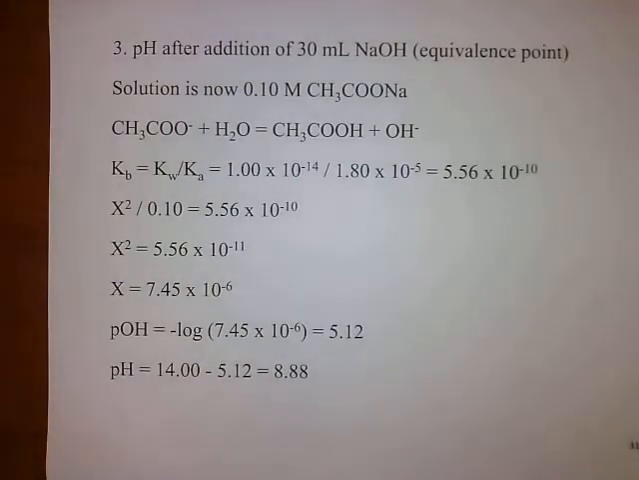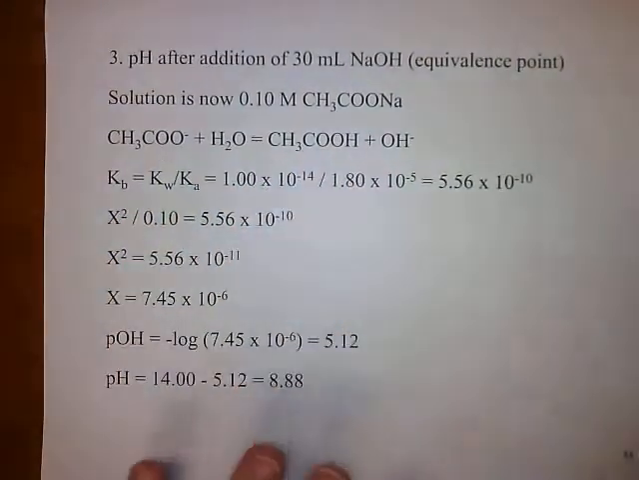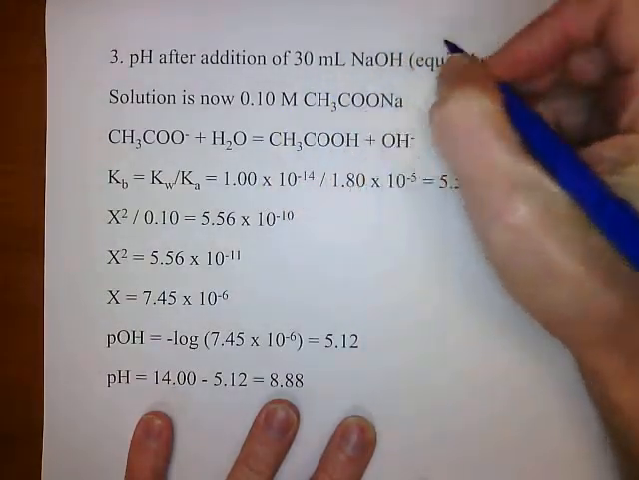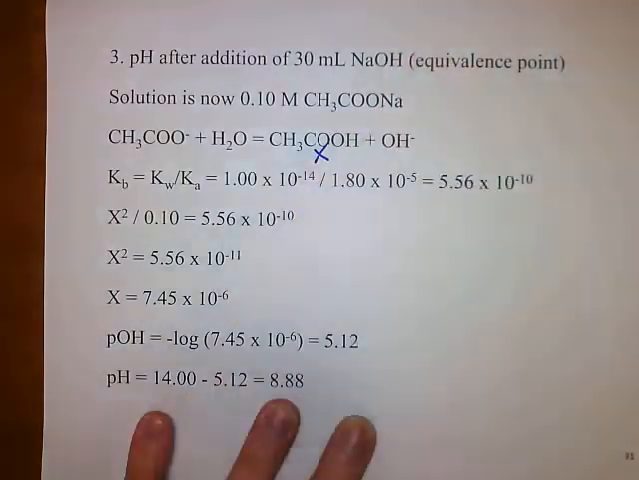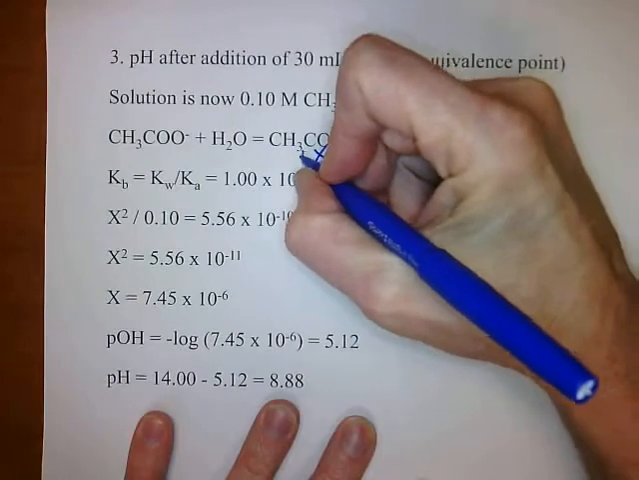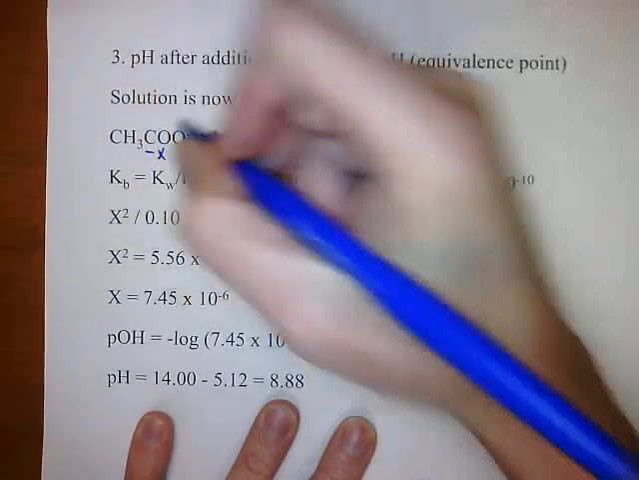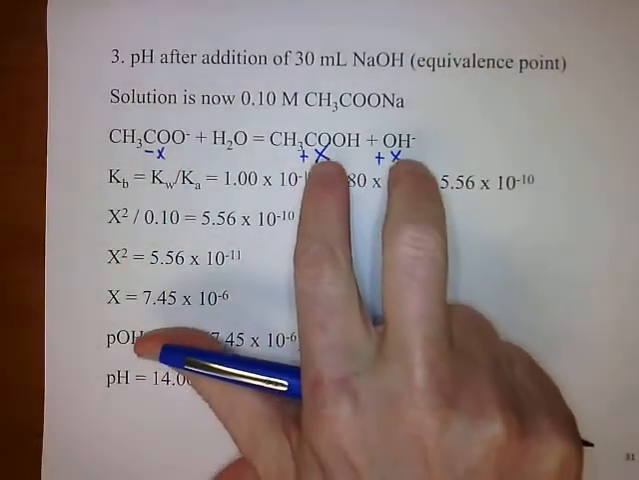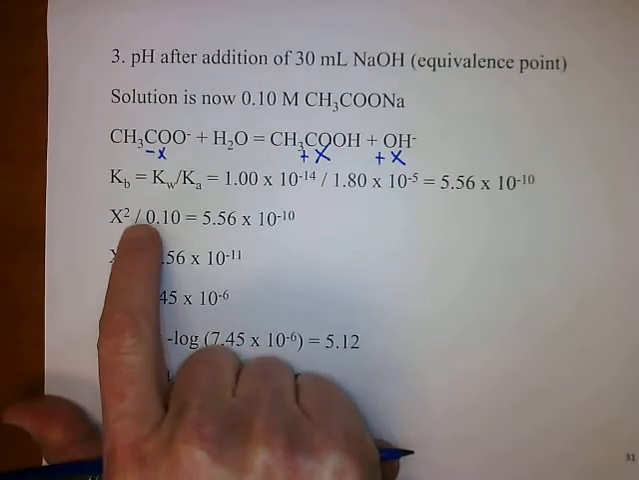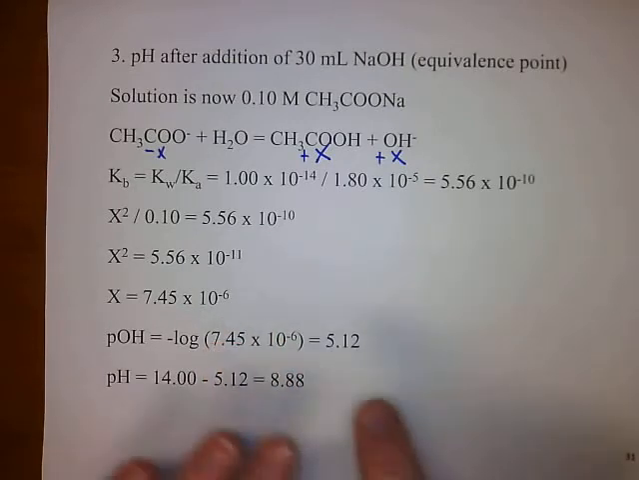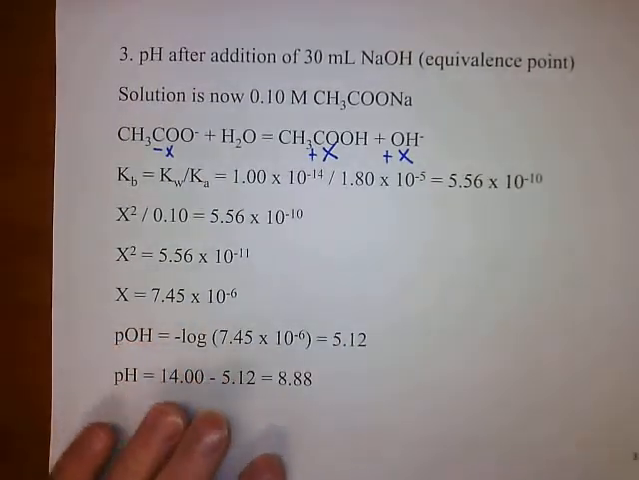So now we could write it out. The reaction is going to shift to the right. We'll produce X moles of acetic acid and X moles of hydroxide, so these will go up by X and that will go down by X, but we'll neglect the effect of the dissociation and say that's 0.1. So the equation we'll have to solve comes down to X squared over 0.1 is equal to Kb. Cross multiply, take the square root, and X comes out to be 7.45 times 10 to the minus 6.